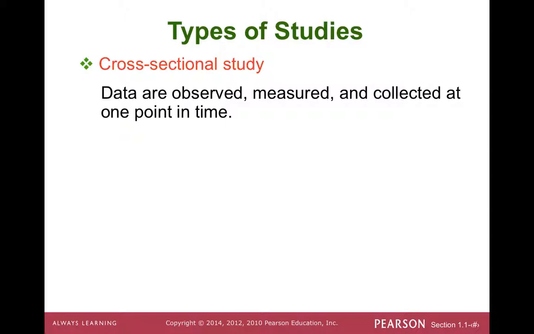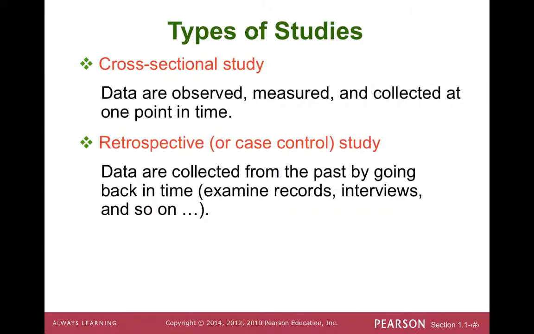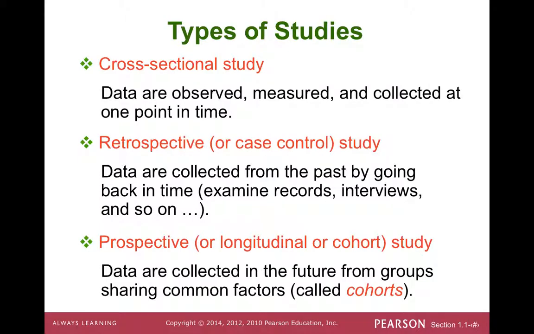We're going to talk about types of studies. Cross-sectional studies, we examine what's going on at a specific point in time. Retrospective studies are studies where we look back on the past, and prospective studies are studies where we plan to collect data in the future.